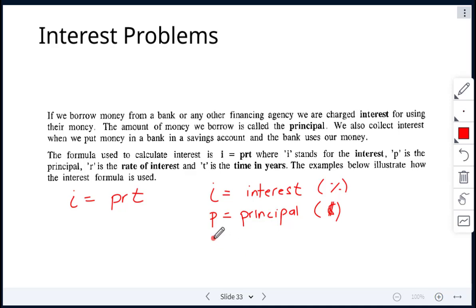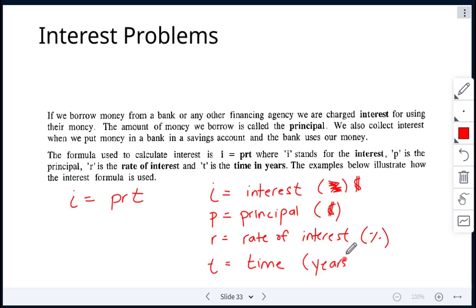It's the initial amount. R is the rate of interest. This is in percent, and we would change this to decimal. I am sorry, the previous point is wrong: the interest I will be in a dollar amount. And then T is the time, and it has to be in years. So if a question gives you the time in months, then we have to convert it to years before we can solve the problem.